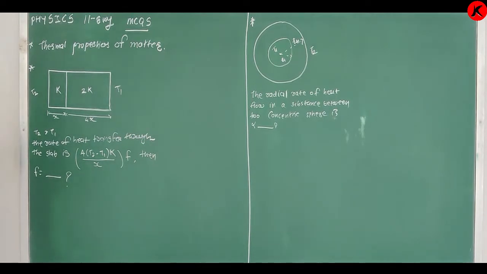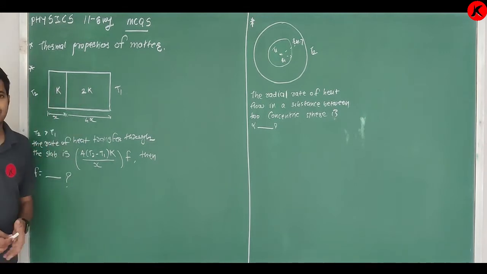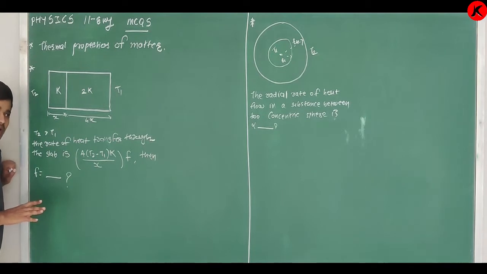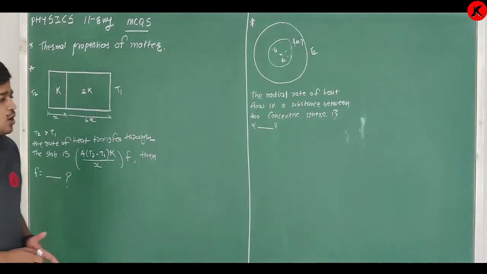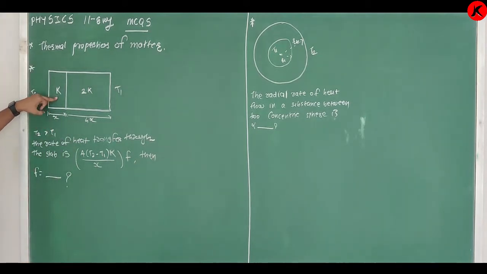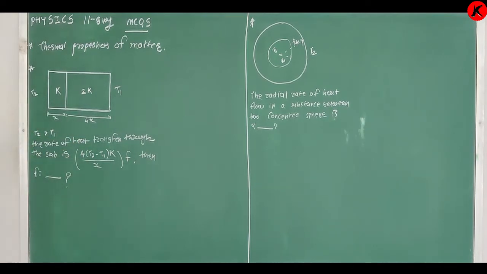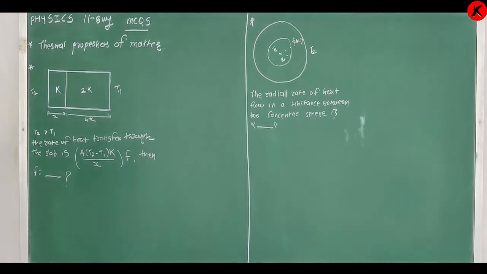First question. You are given one figure. What is the description of this figure? It is one composite slab made up of two parts. One part having thermal conductivity K, thickness X. Another part having thermal conductivity 2K and thickness 4X. These two parts are connected in series to make one composite slab.